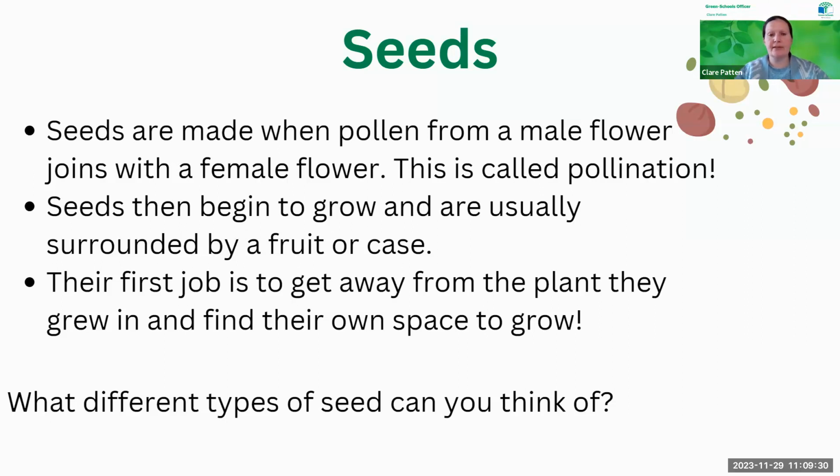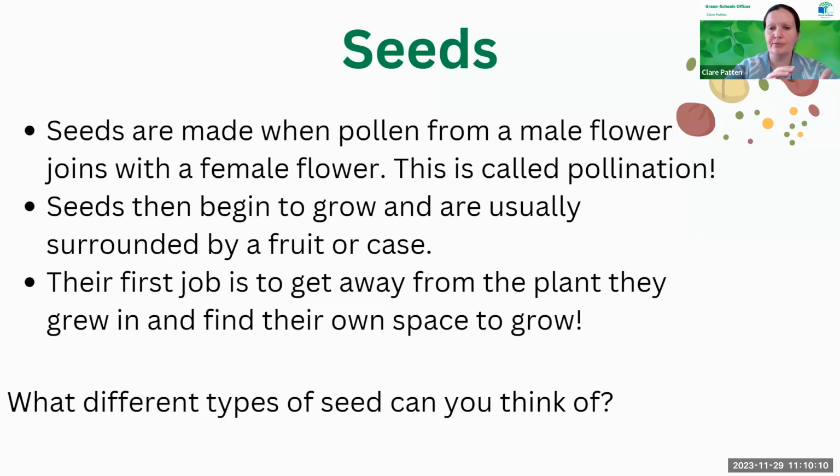Generally, a seed ends up being surrounded either by a fruit or some other kind of case. If you think about, for example, a blackberry, the seeds are on the inside of the fruit, and the blackberry fruit grows around it as a way to help the seeds to move. What is going to help a blackberry move are animals. A bird comes along and eats the blackberry, and then the seeds come out the other end in its poo, so wherever the bird does its business, the seed drops out there and can begin to grow.